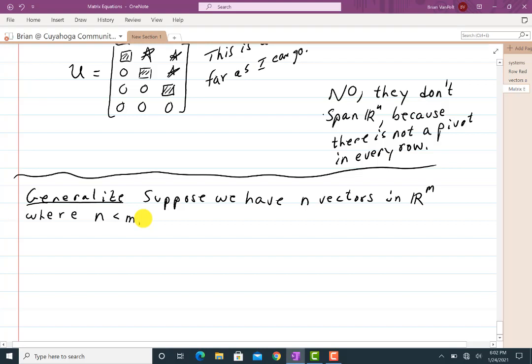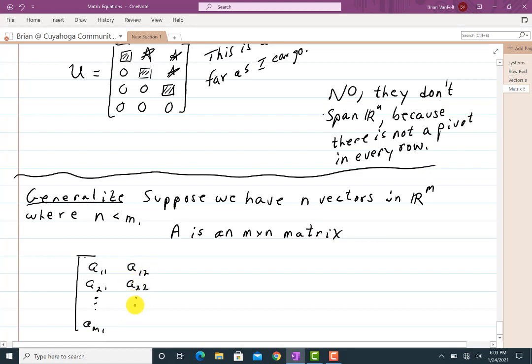So that's a situation where, once again, well, it depends. A is an m by n matrix. So I have, as before, more rows than I have columns. So the same thing as before. Here's my A that I'll start with. A11, A21, dot, dot, dot. A is an m by n matrix, so m rows and n columns. And then I'll finish it off here. Then we have A1n, A2n, all the way down to Amn.